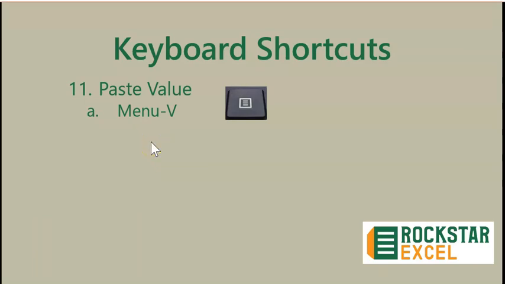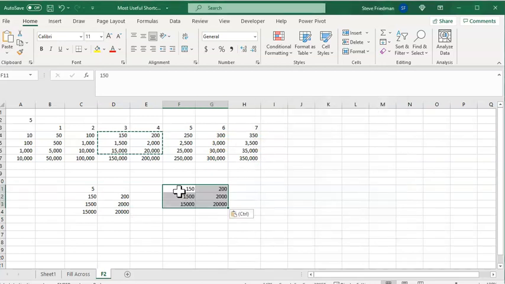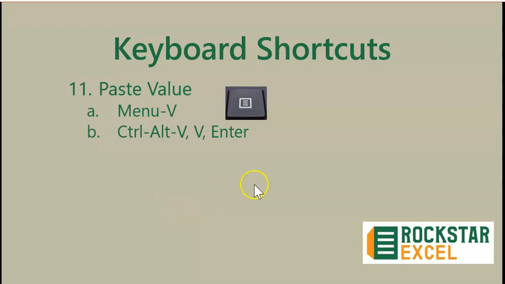On full-size keyboards, the menu button is usually to the right of the spacebar and looks like this. But not all keyboards have a menu button, and generally most laptops don't. If you don't have a menu button, you can hit Ctrl-Alt-V at the same time, then V, then Enter. But you may find it awkward to hit Ctrl-Alt and V all at the same time. So the other alternative is Alt, then H, then V again.